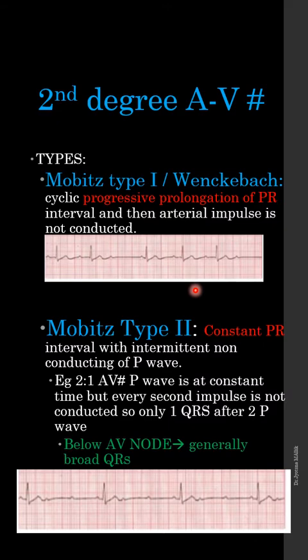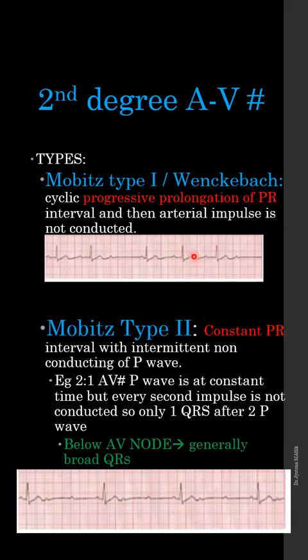In Mobitz type 2, the PR interval will be constant, but there will be sudden drops of P waves. So here you can see this PR interval. These PR intervals are constant, but some P waves, this P wave, and these two P waves are not getting conducted. So there are sudden drops of P wave, but the PR interval is at constant interval.